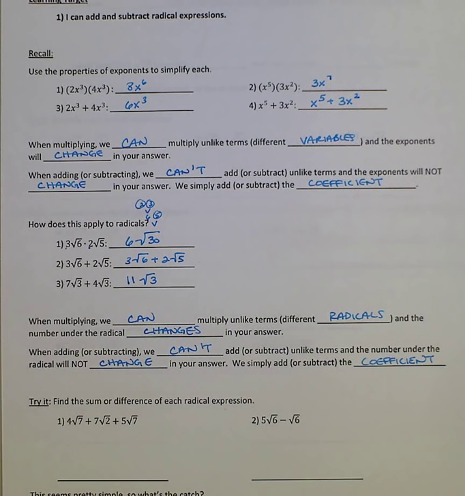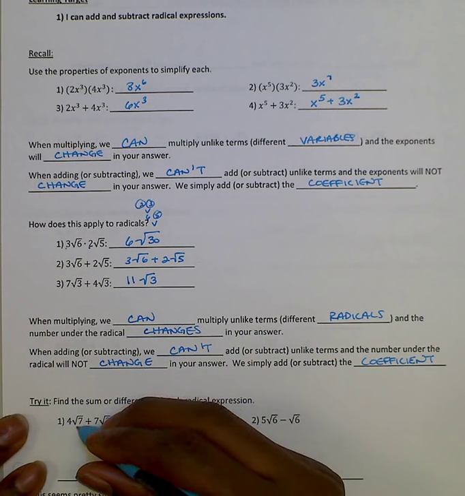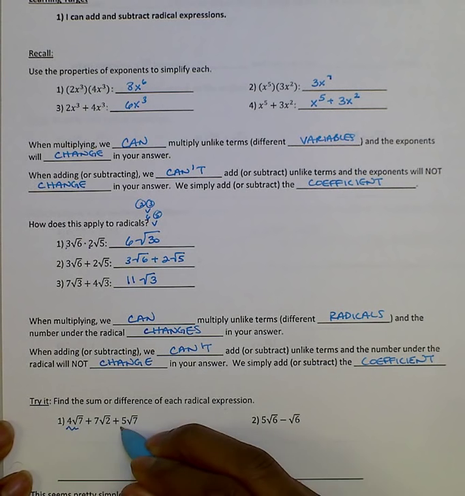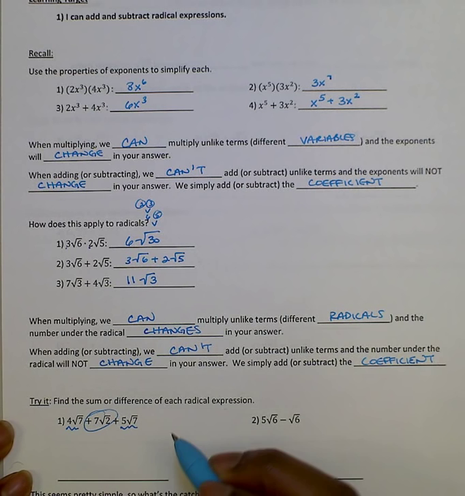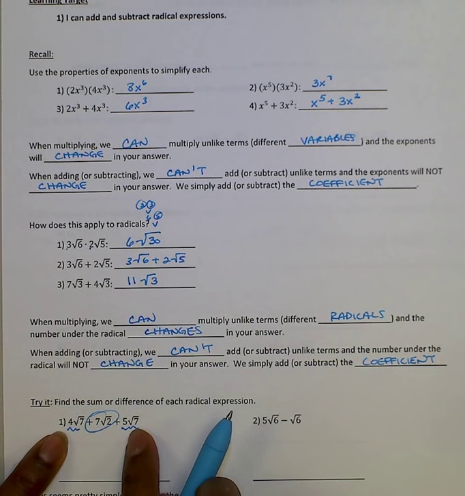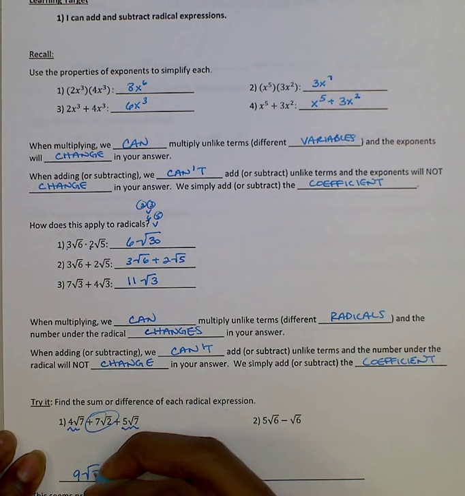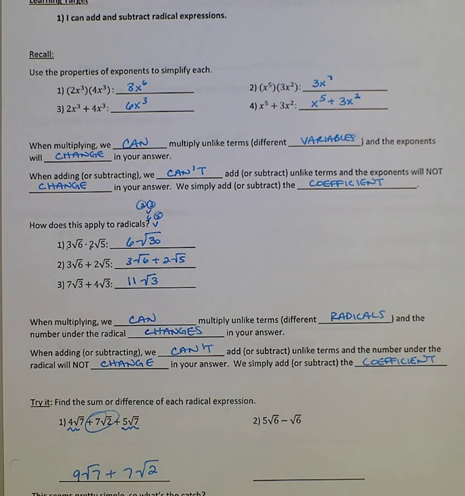Okay, let's look at this. It says find the sum or difference of each radical expression. So we have number 1: 4 radical 7 plus 7 radical 2 plus 5 radical 7. Well, I see that the two radical 7 terms are like terms, but this one isn't. So 4 radical 7 plus 5 radical 7 gives me 9 radical 7's, plus this 7 radical 2 that didn't have anything to pair with, but it's still a part of our answer.